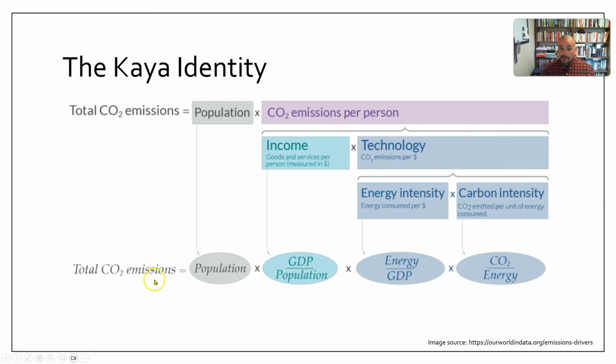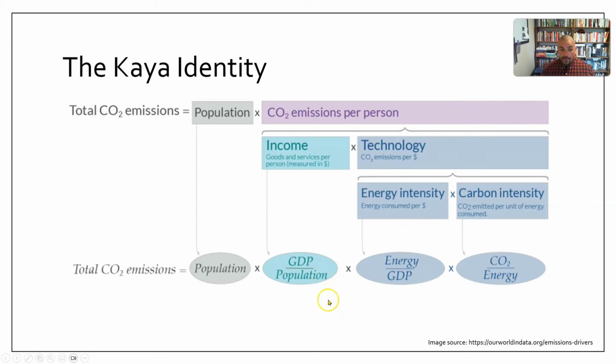Now, when we look at the total emissions, this suggests that everything can be determined by essentially these factors. And while this seems a little bit complicated, the basic ideas are relatively simple. Think about population, income, energy intensity, and carbon intensity as the contributors to global warming.